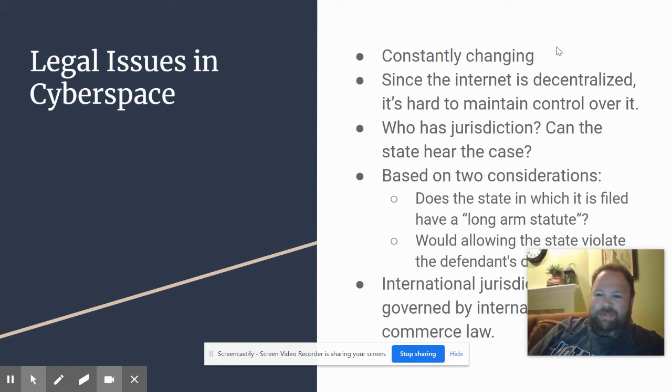We haven't been able to really figure this one out yet. Since the internet is decentralized, it's hard to maintain control over it. Who has the jurisdiction? Can the state hear the case? We base this on two considerations. Does the state in which it's filed have the long arm statute? Or would this be violating the defendant's First Amendment rights? International jurisdiction is governed by international commerce law, but that doesn't always apply to the internet.